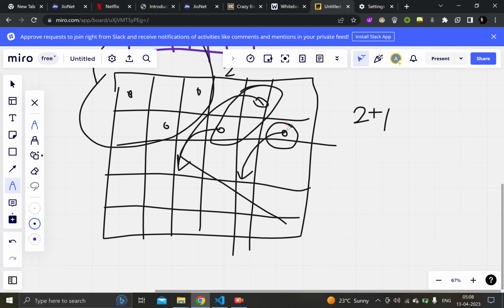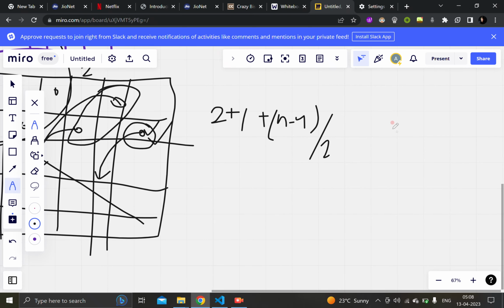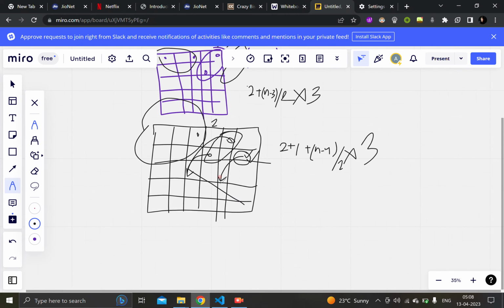This one is for this bishop which is alone and which is not in a pair with any other bishop. And for the rest of the bishops, what we have to do? The n minus 4 by 2 is the number of bishop pairs, and each pair will contribute 3. So this will be the entire answer, right?